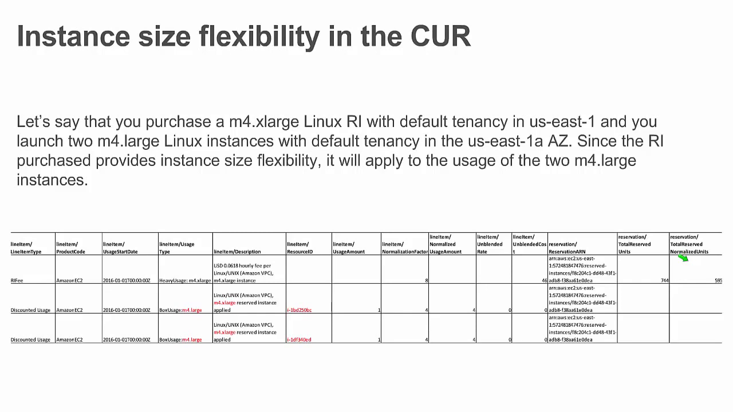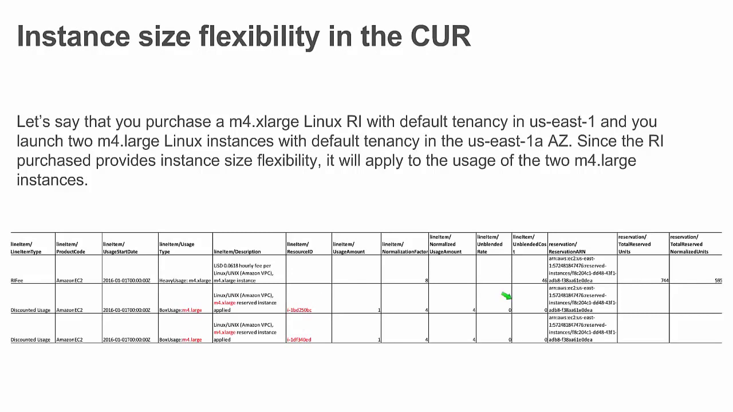We know that this RI provides instance size flexibility. Hence, this RI will automatically apply to the M4 large instances you have running in this region. You can see that there are 2 discounted usage line items, one for each of the M4 large instances. These instances have a normalization factor of 4 and is indicated as such in the column normalization factor.